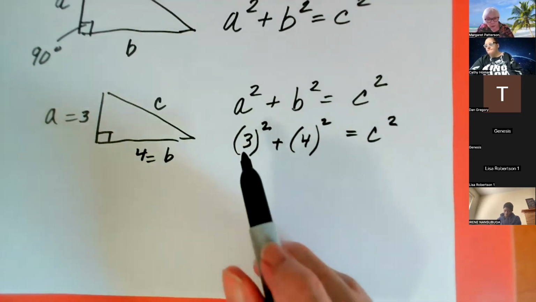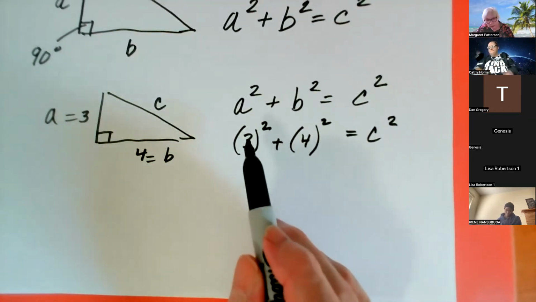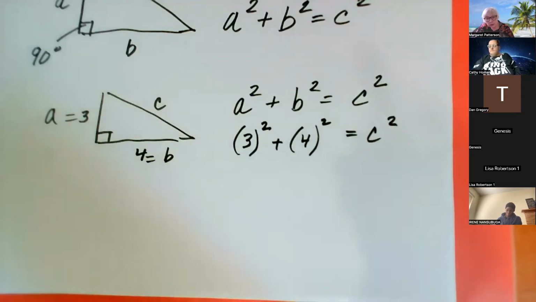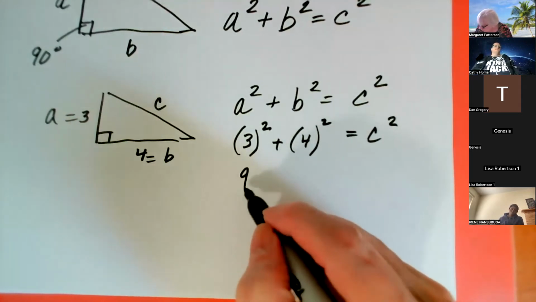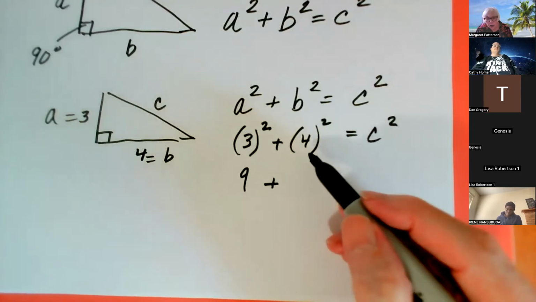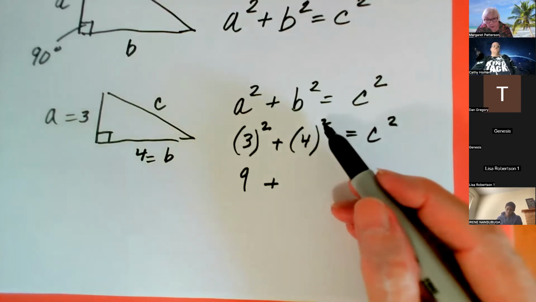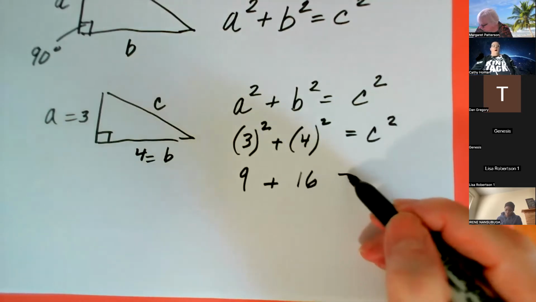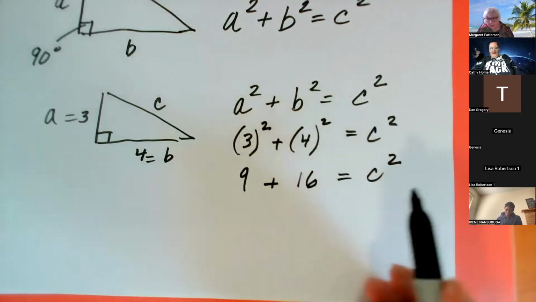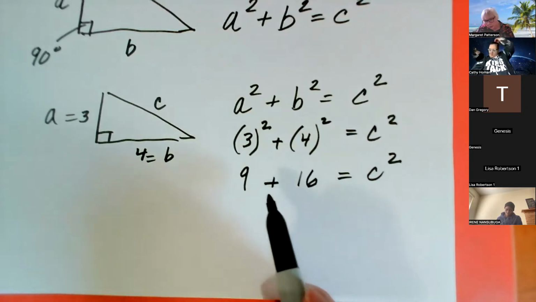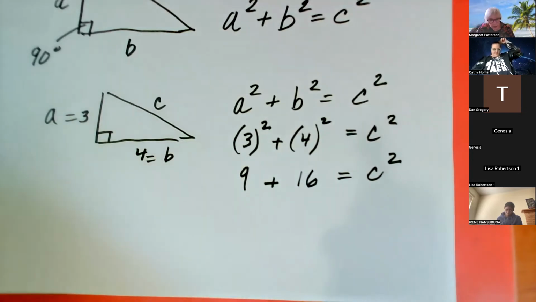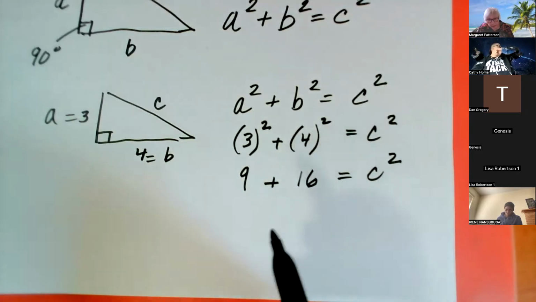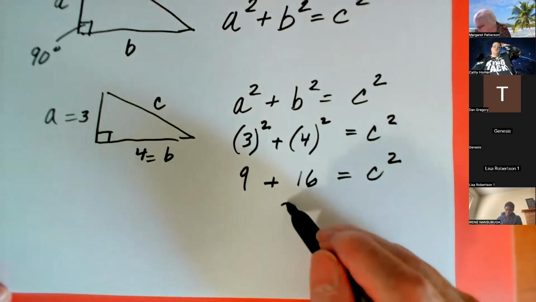So this little formula, okay, we know how to do this. 3 squared means 3 times 3, 9. 4 squared means 4 times 4, which is 16. And that together makes c squared. Now, we're starting to use this little tiny equation, but we don't panic. 9 and 16 is 25.